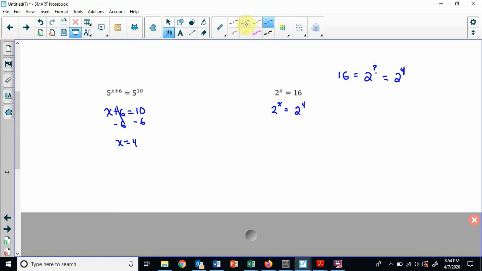Now, let me ask you this. Do they have the same base now? Yes, they do, and they're equal. So what does that mean about the exponents? The exponents must be equal. So it wasn't too hard.